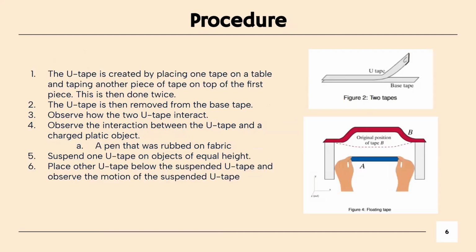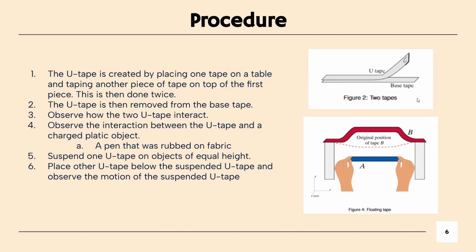The procedure was first to create a U-tape, which was created by placing one tape on a table and taping another piece of tape on top of the first tape. This is done twice to create two U-tapes. The U-tapes were then removed from the base tape. We then observed how the two U-tapes would interact with each other. I then observed the interaction between the U-tape and a charged plastic object, which was a pin that I had rubbed on fabric.